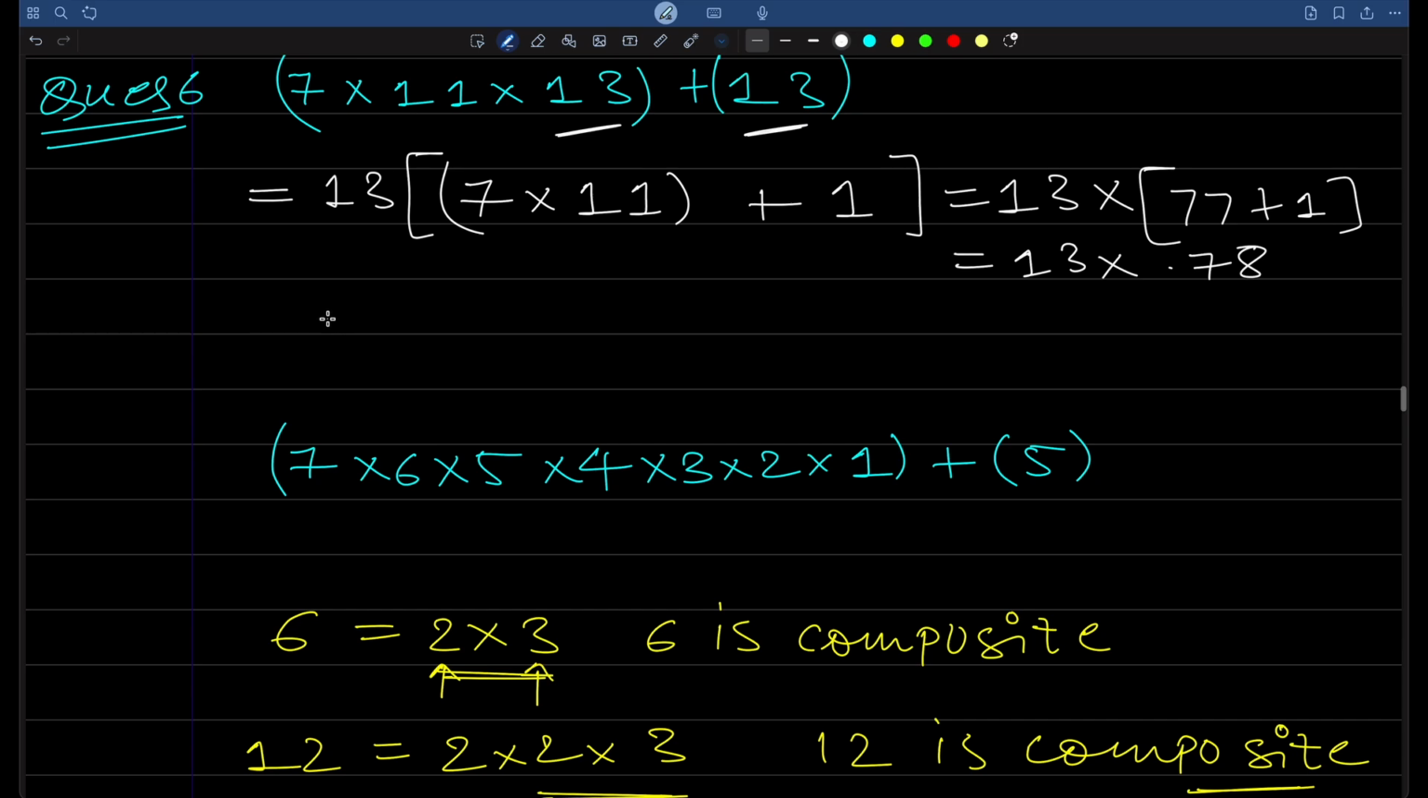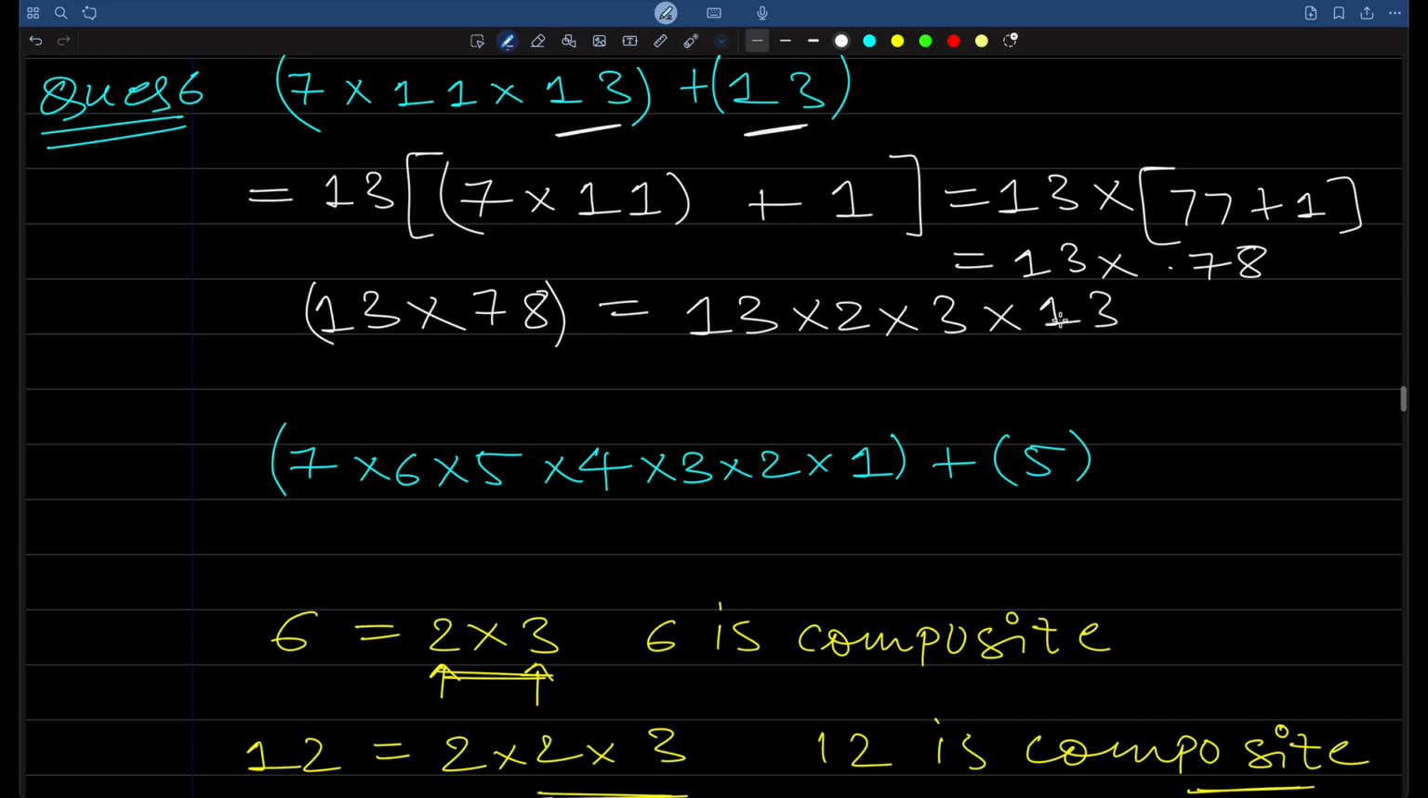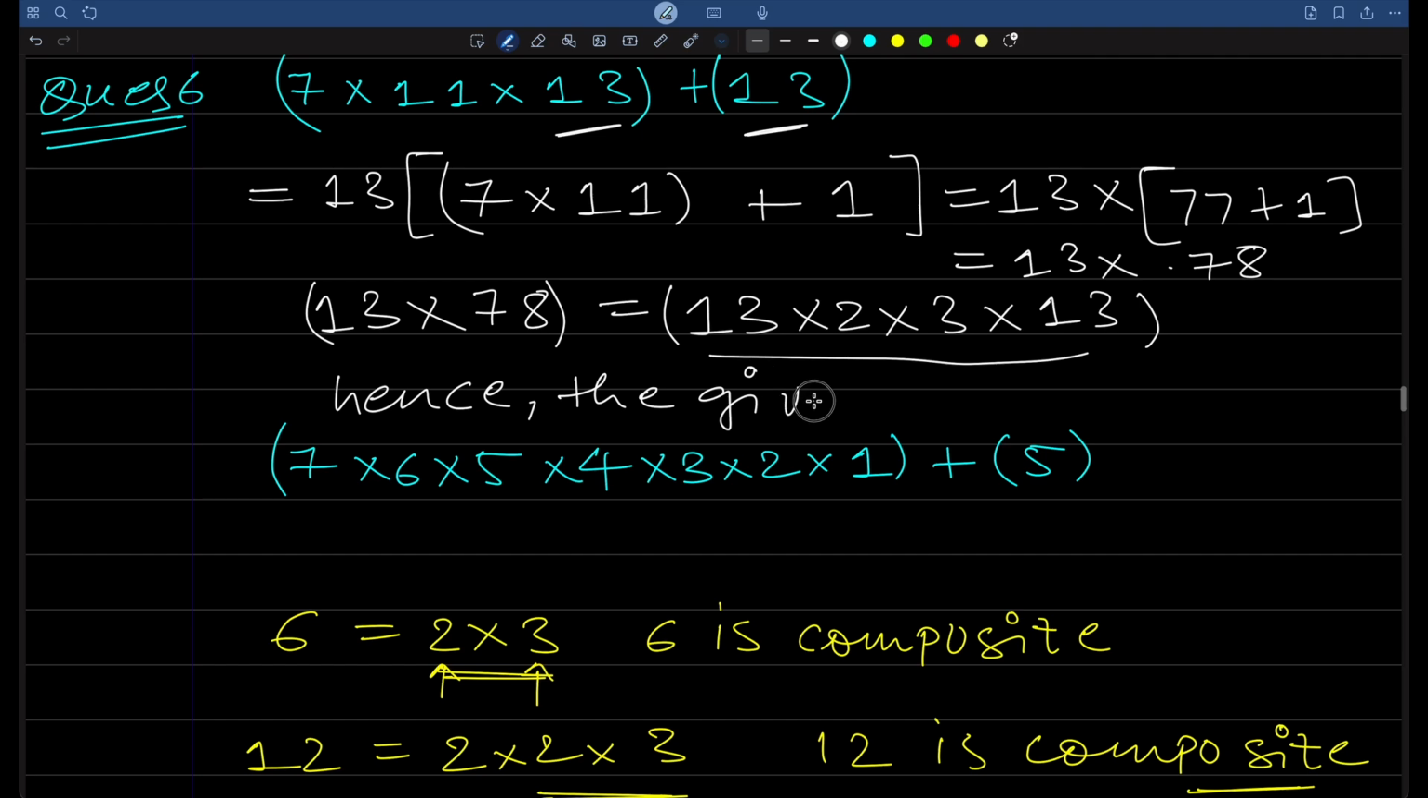So I can say that 13 into 78, I can write as 13 into 2 into 3 into 13. So this is a product of more than two prime numbers, hence the given number is composite.